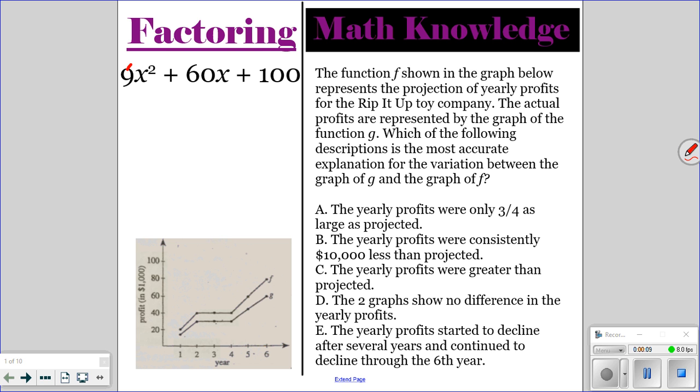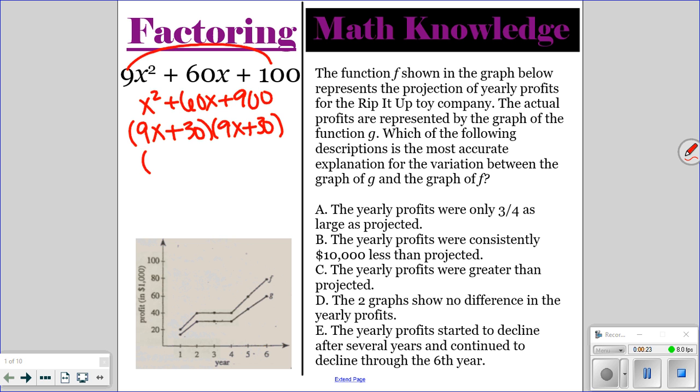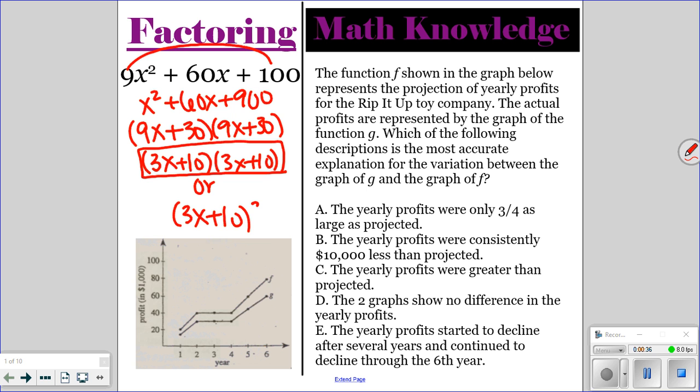So we're going to start off by removing the 9, and we'll have x squared plus 60x plus 900. And then when you replace and factor, you'll have 9x plus 30 times 9x plus 30. Both of those will divide by 3, which will leave you with 3x plus 10 times 3x plus 10, which you can also write as 3x plus 10 squared.